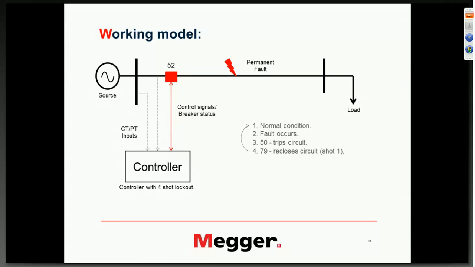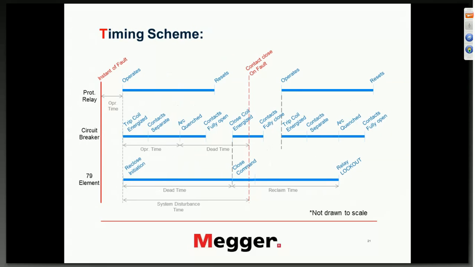After a time delay, your reclosure or 79 function wakes up, or is activated, and then it starts sending the reclose signal. That is also given in this picture. So your relay protection is what is initiating your 79 element.